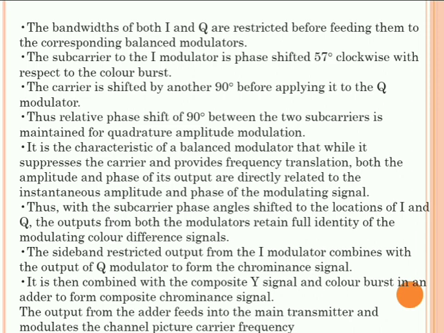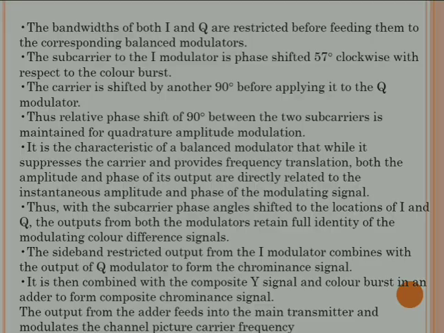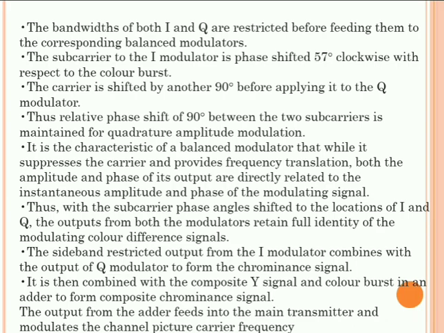The sideband restricted output from the I modulator combines with the output of the Q modulator. It means that the output of the I modulator and the output of the Q modulator, after the combination, provide the chrominance signal. It is then combined with the composite Y signal and color burst in an adder to form the composite chrominance signal.